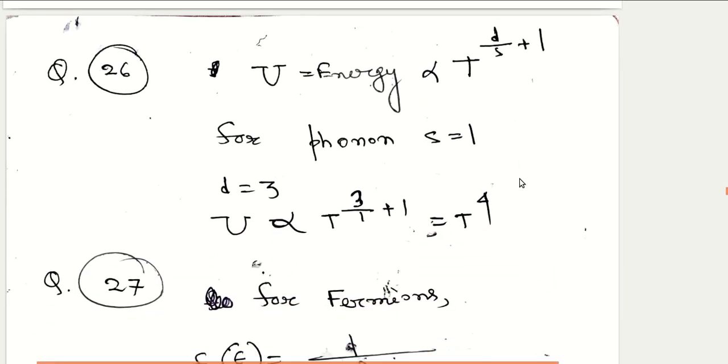Next, question 26: you need to find the energy versus temperature relation for the phonon, and the general relation is U proportional to T to the power d by s plus 1. This you need to remember. Basically s is 1 for massless particles, and s is 2 for massive particles like electrons and others. So here s is equal to 1 and d is equal to 3, so U is proportional to T to the power 4.